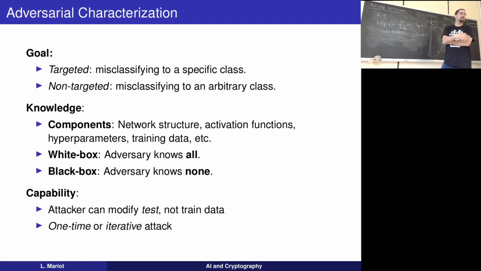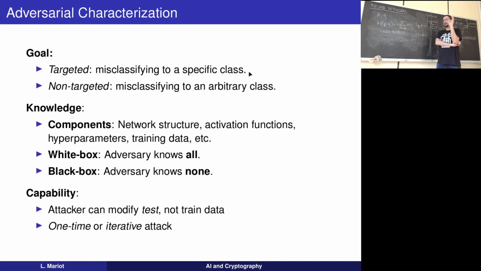So for the goal, in our case, since we are considering adversarial examples, the general goal is to mess up the classification of a neural network. It can be of two possible types. The first type is targeted adversarial examples, where we want to provoke a misclassification in the neural network to a specific class.